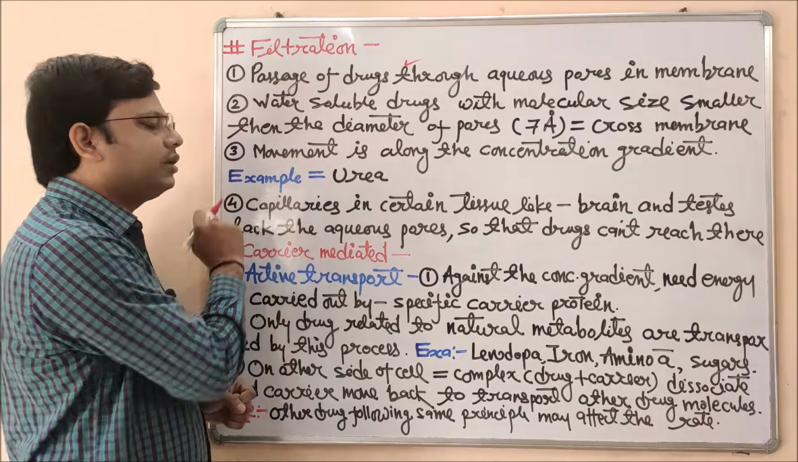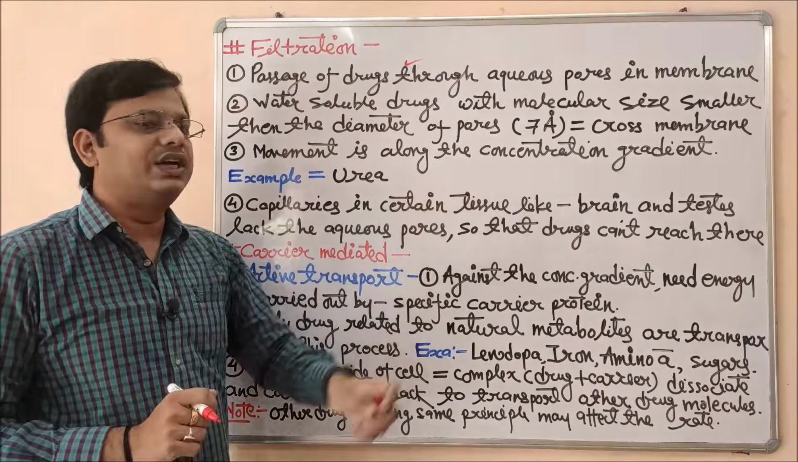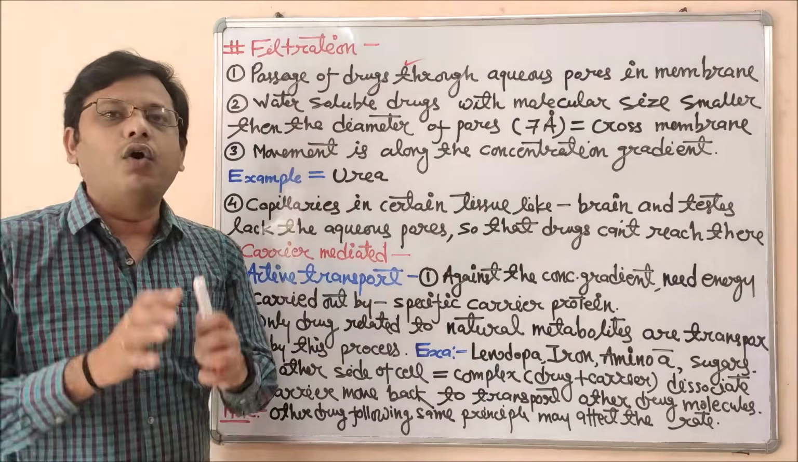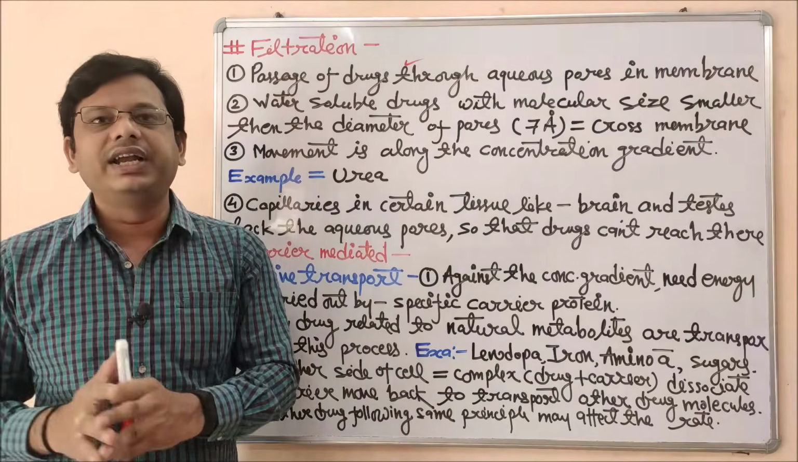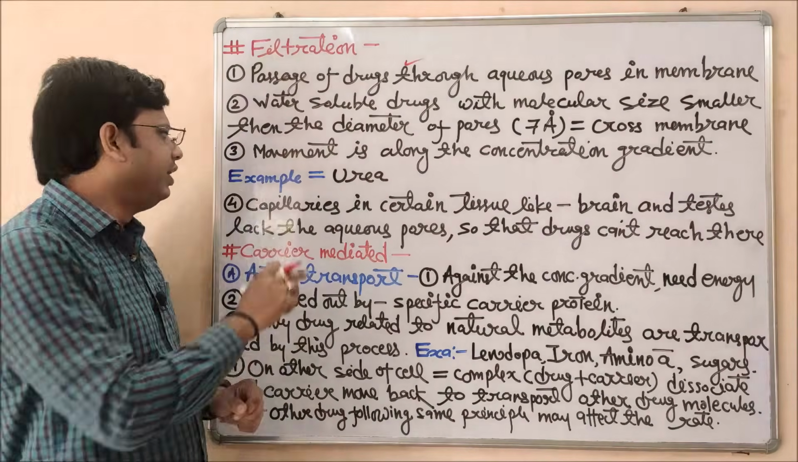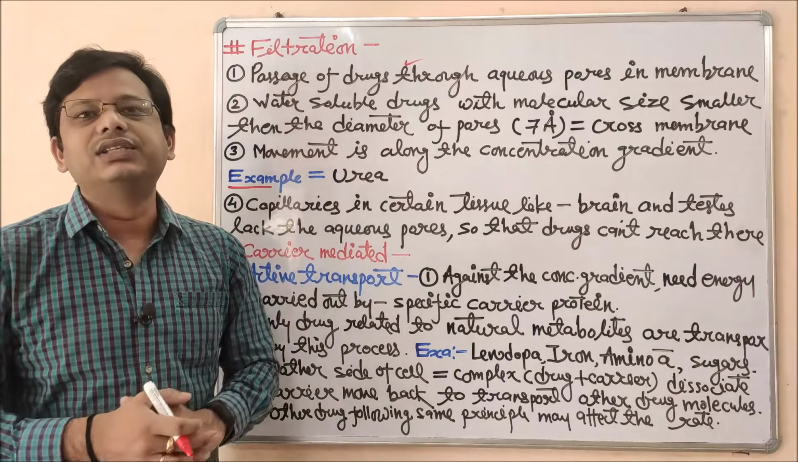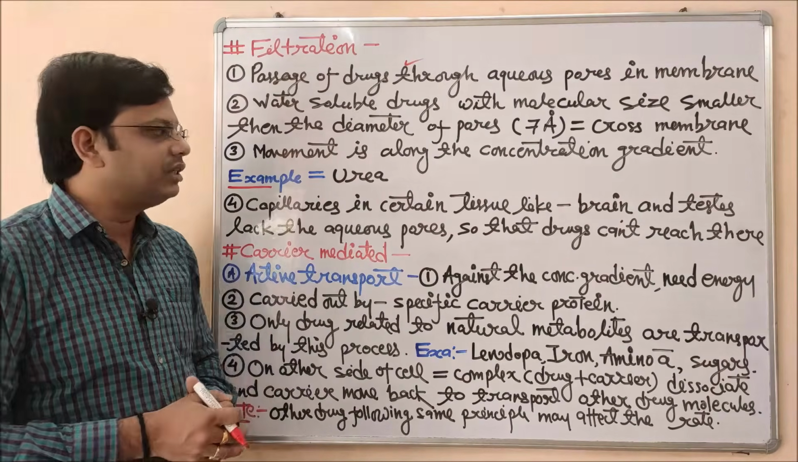Now see the difference between other types of movement. Movement is along the concentration gradient, and this is only possible when the concentration gradient is different. So along with the concentration gradient. Now let's see the example. The example of filtration is urea in the case of the urine filtration process.